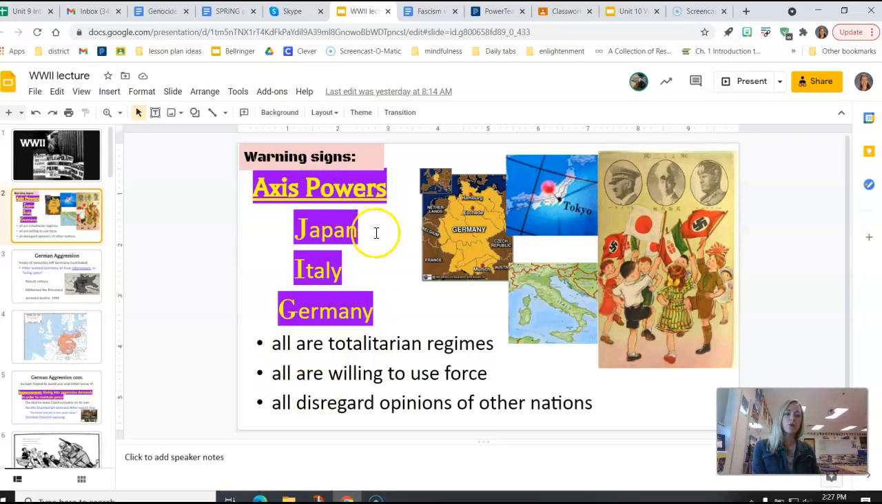Japan invades Manchuria, China. China asks the League of Nations for help. The League of Nations is going to scold Japan, and Japan says, we'll just leave the League of Nations. We don't really like how you're speaking with us, and we don't really care what you think anymore. We are going to go take over land. Italy, similarly, is going to take over Ethiopia. Ethiopia asks the League of Nations for help, and again, the League of Nations doesn't want to get involved in a fight, doesn't want to go to war again, so they leave Ethiopia on their own, and Italy learns, sweet, I can do what I want.